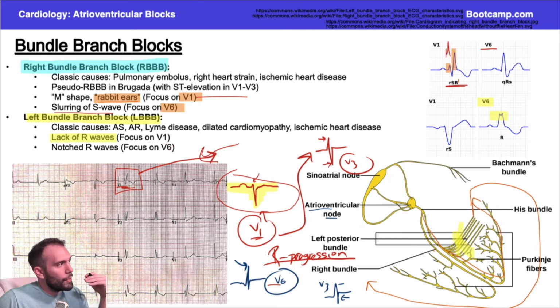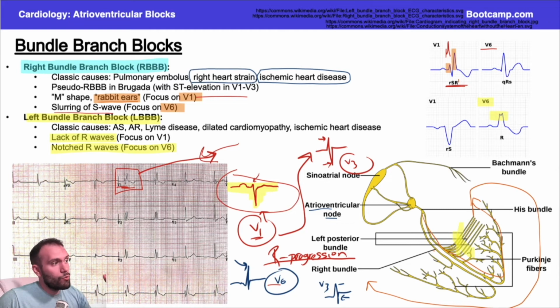If you had to take two things away from this slide, that's what I want you to remember. The other thing to add is that you want to remember the things that cause right bundle and left bundle branch block. I like to think of the big three things. If I had to put this into three categories, ischemic heart disease is definitely in the conversation, but also anything that is going to cause right heart strain.